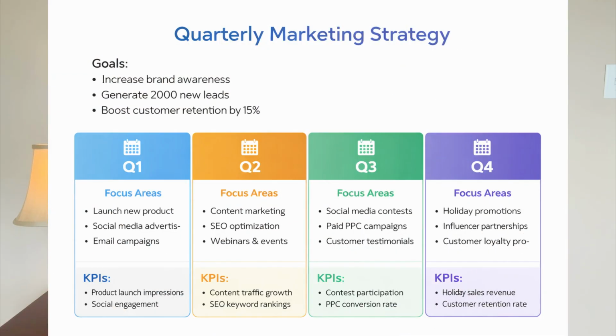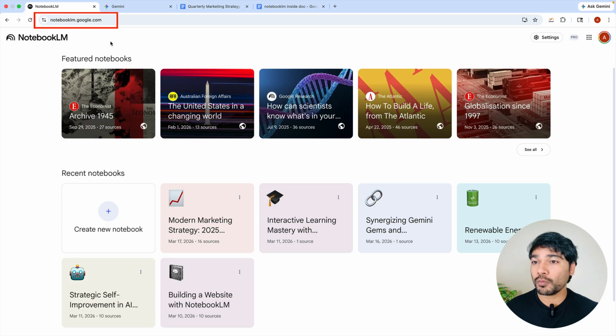But for now, let us say you are trying to write a draft of a quarterly marketing strategy for your company, and you don't want generic AI advice. You want it to be based on your specific research. Now, first of all, go to notebooklm.google.com and then click on Create New Notebook.